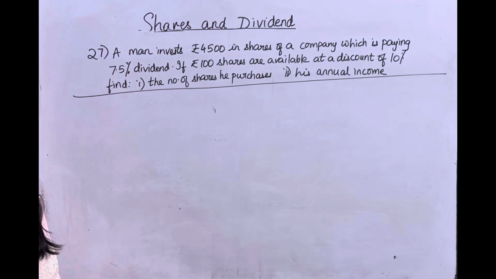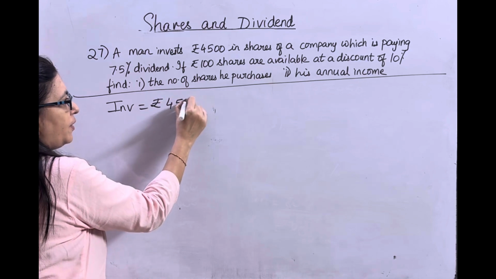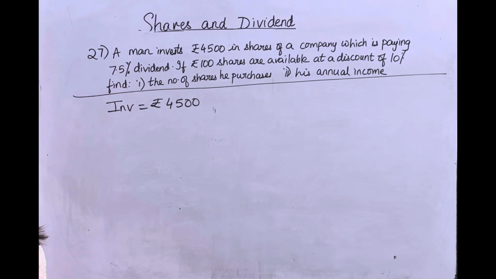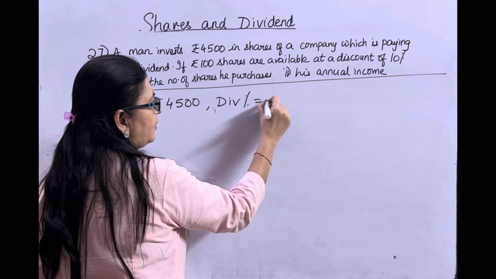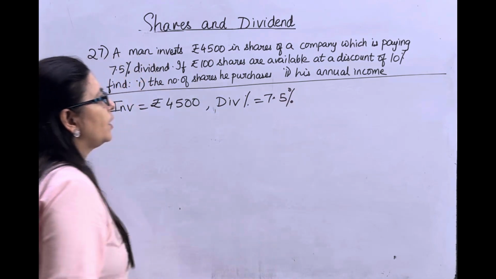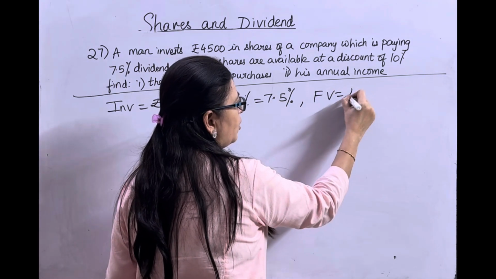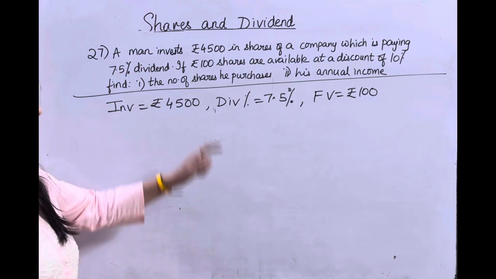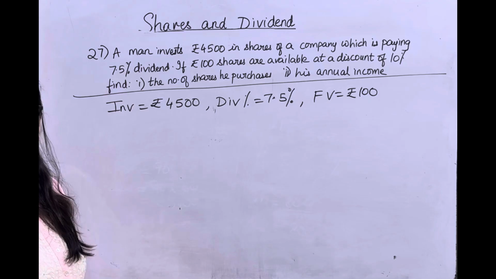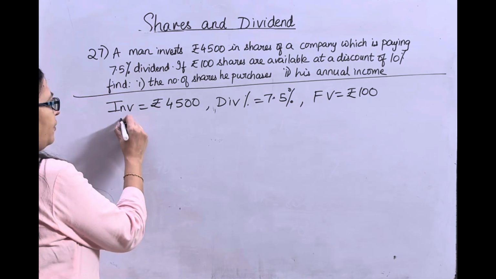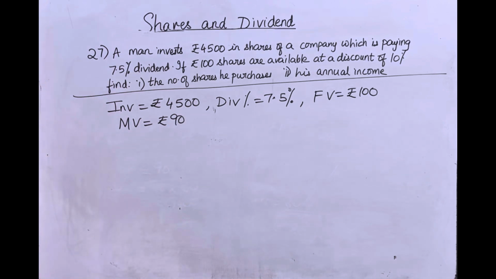A man invests rupees 4,500. So investment is rupees 4,500 in shares of a company which is paying 7.5% dividend. So dividend percent is 7.5%. If rupees 100 shares are available, so face value is given as rupees 100, at a discount of 10%, so 10% of 100 rupees is 10, giving 90 rupees. So the market value is rupees 90. Find the number of shares he purchases.